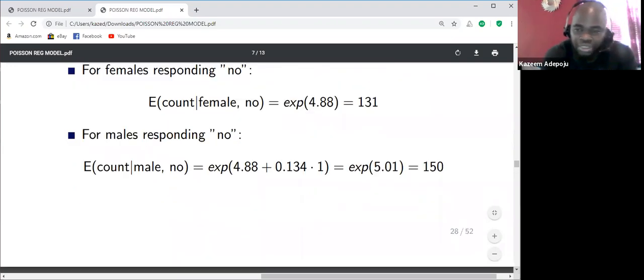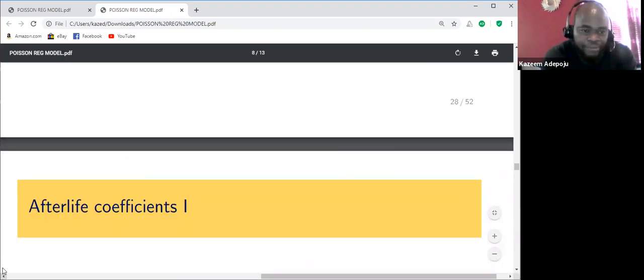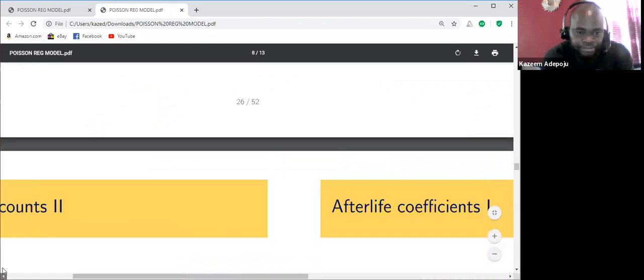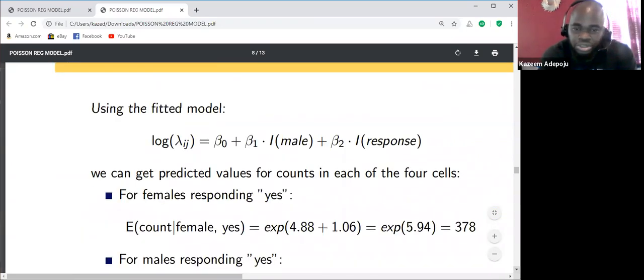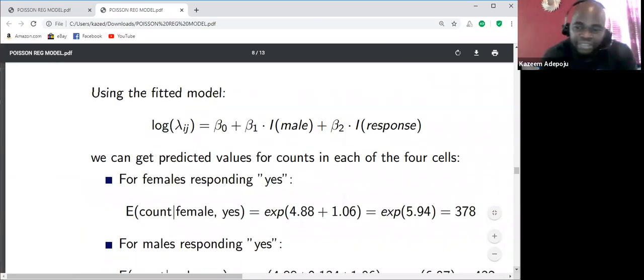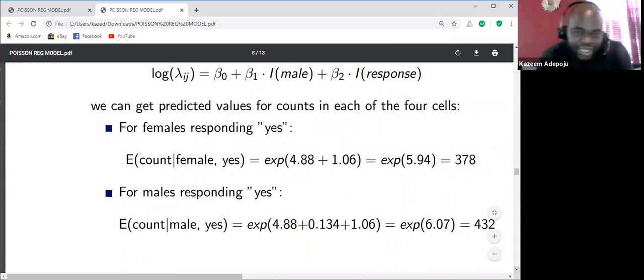The next thing I want to talk about is that you can similarly find the expected predicted count values for female responding yes. You're still going to use the same model. For female, beta 1 is not going to be there because it's 0. You're only going to use the combination of beta naught and beta 2, and that's why 4.88 plus that. The exponential of that will give that.